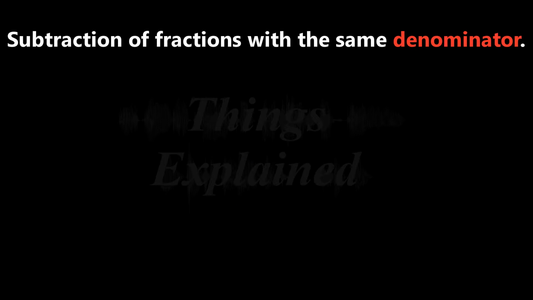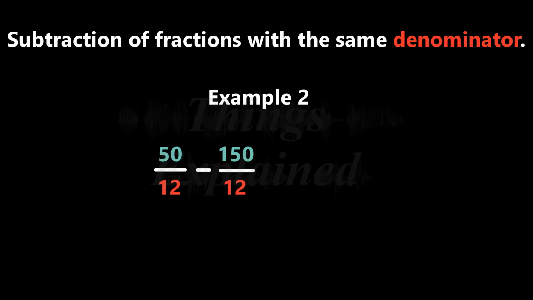Next example. Example number 2. 50 over 12 minus 150 over 12. Can you do it? The answer is negative 100 over 12.